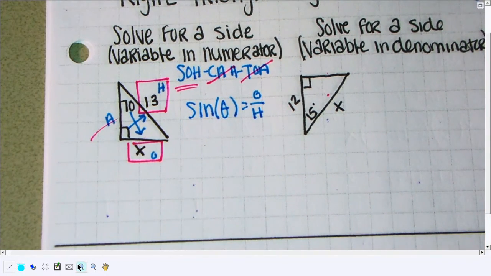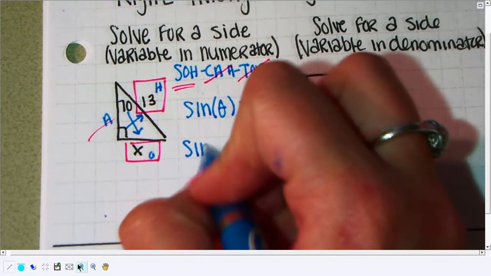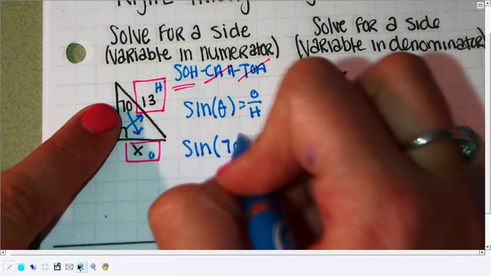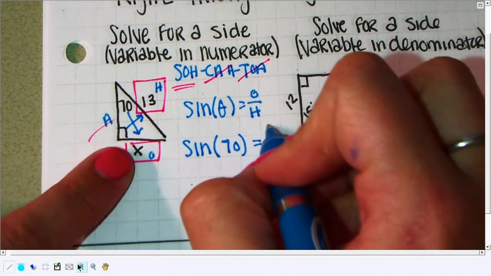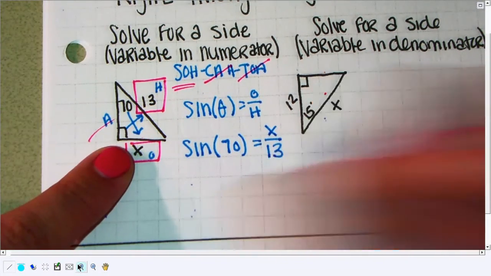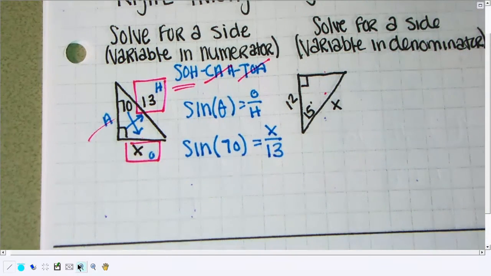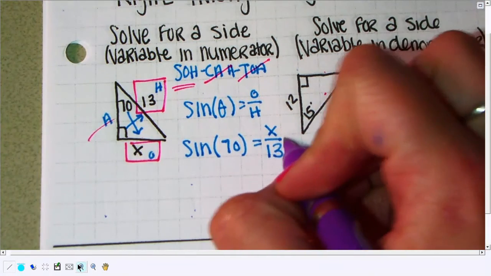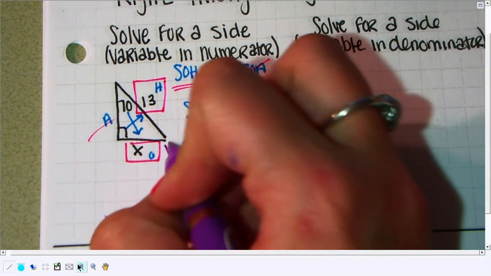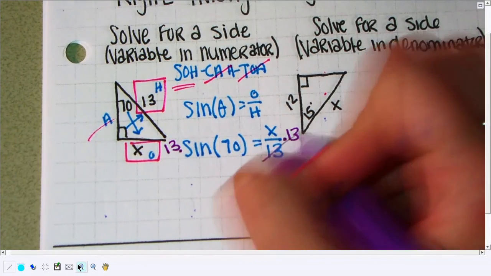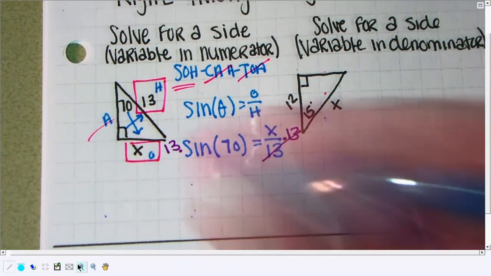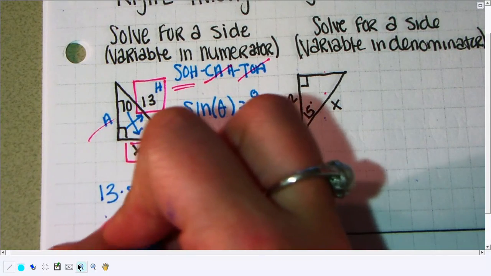Now I'm going to substitute. So sine of theta, and theta is my angle, so sine of 70 equals opposite X over hypotenuse 13. Now, when you're solving these problems, you always pretty much solve them the same way. So if you're solving for a side, you always want to multiply by the denominator because the goal is to get rid of the fraction. I can't simplify unless the fraction's gone. So I'm going to multiply by whatever the denominator is. And in this case, it's 13. Notice how I have not picked up my calculator at all. It's because I don't need it right now.